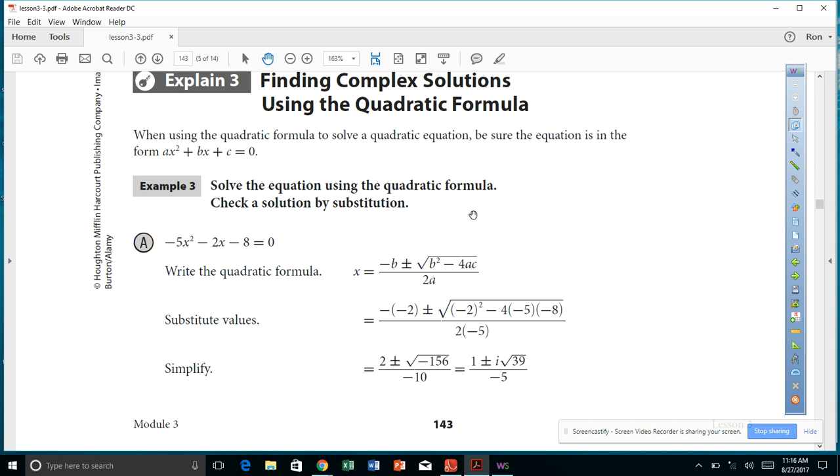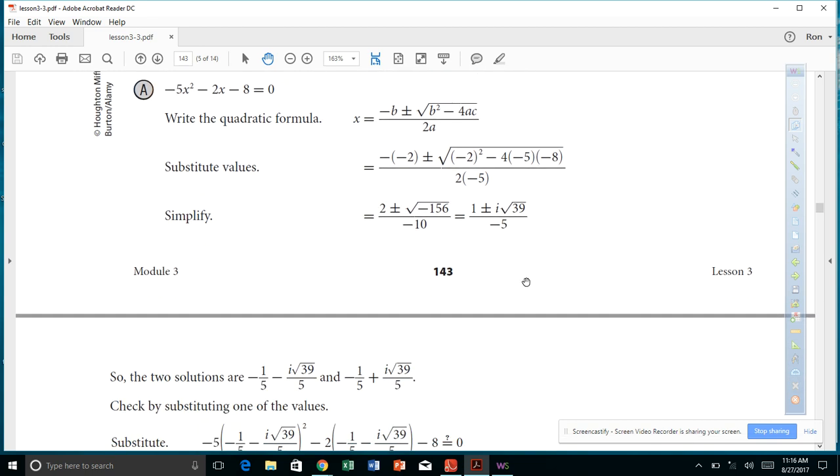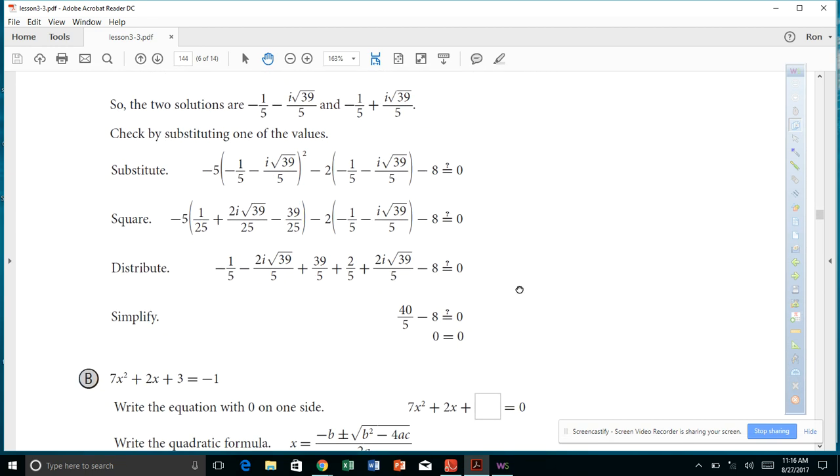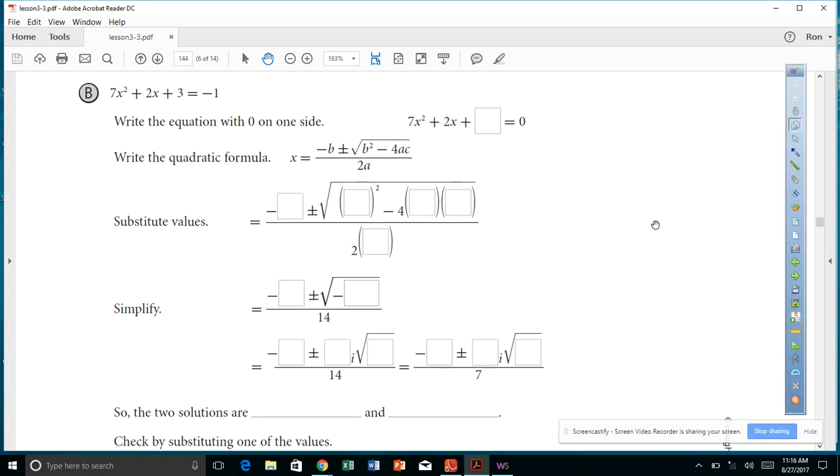Finding complex solutions using the quadratic formula. When using the quadratic formula to solve a quadratic equation, be sure the equation is in the form ax squared plus bx plus c. All right, I'll let you do a by yourself, and we'll do b together.